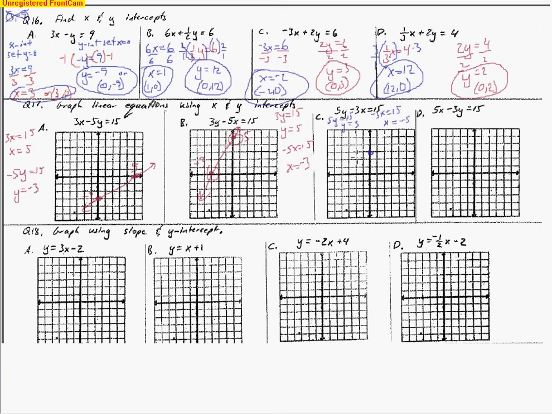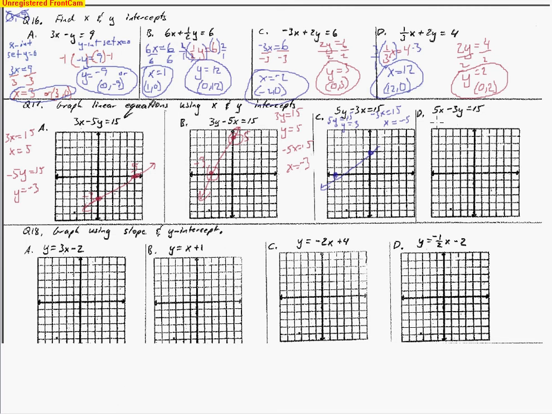So we're going to go over 5 spaces to the left. 1, 2, 3, 4, 5. And you put the dot there, and then you draw the line between those 2 points. And we have our answer there. And let's see here, the next one is another one that looks very similar, just different.